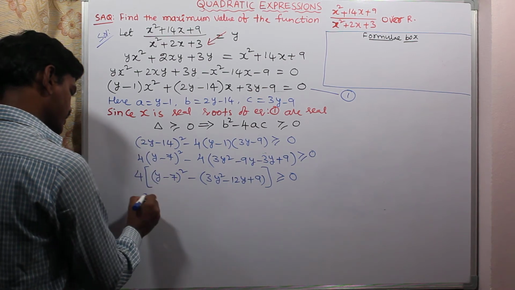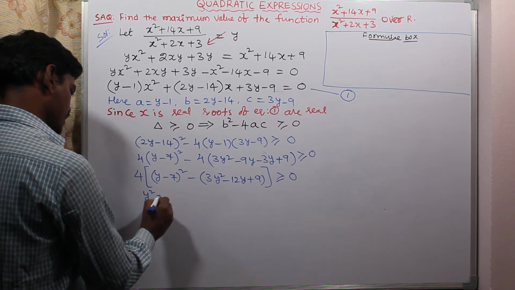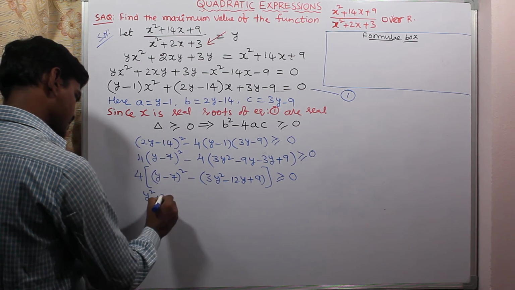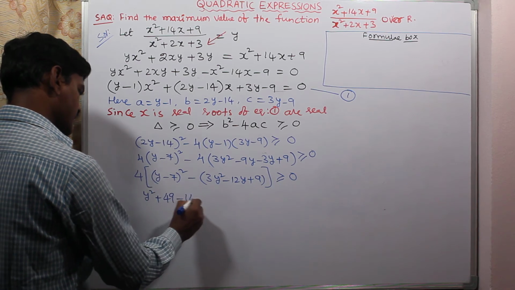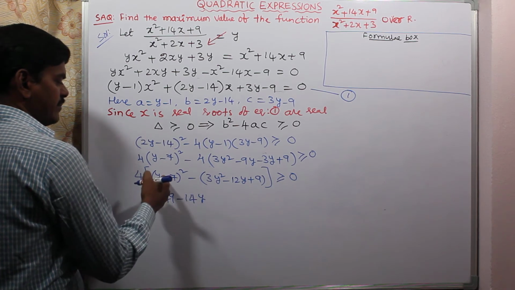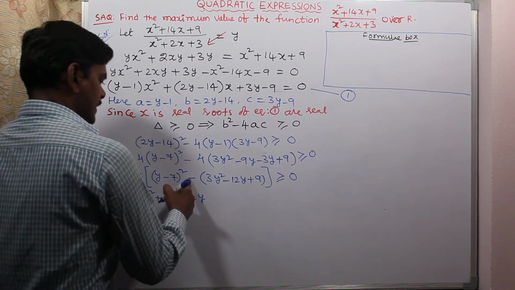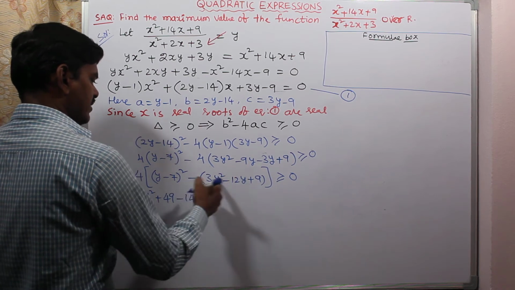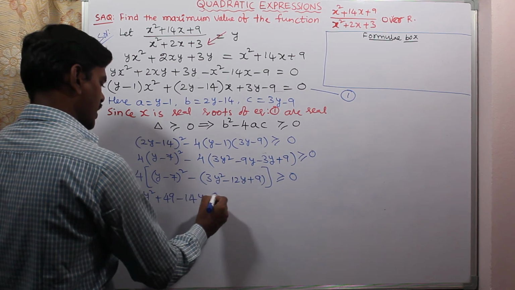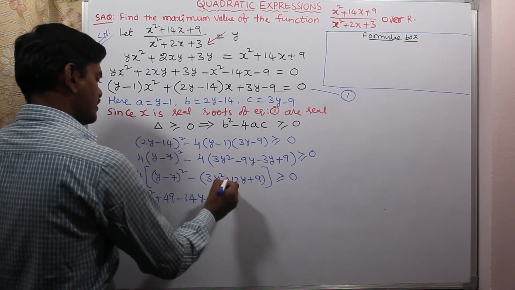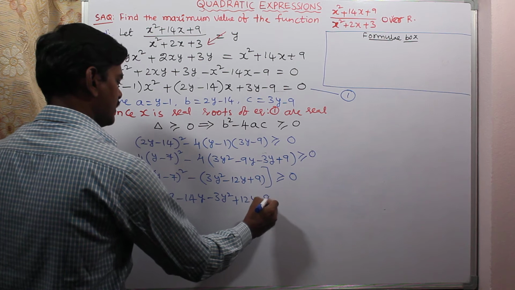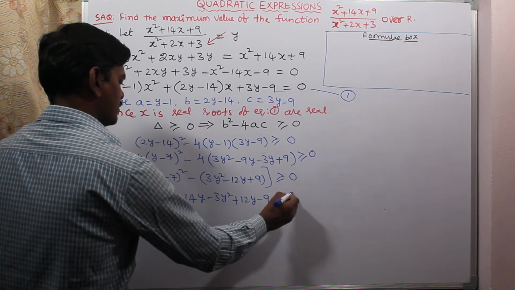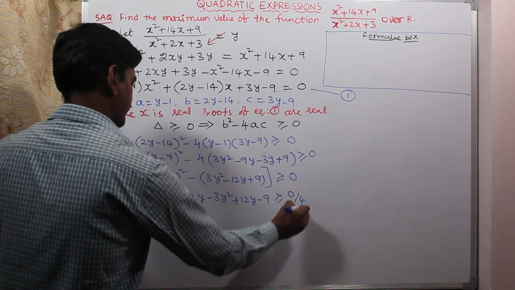This is the (a minus b) whole square formula: a square plus b square, b square is 7 square, 49, minus 2ab, minus 2ab, minus 14y. 2ab, 2 times 7 is 14y. Next, this minus is applicable for each and every term of this bracket. Minus into plus, minus 3y square, minus into minus, plus 12y, minus into plus, minus 9, greater than or equal to 0 by 4.